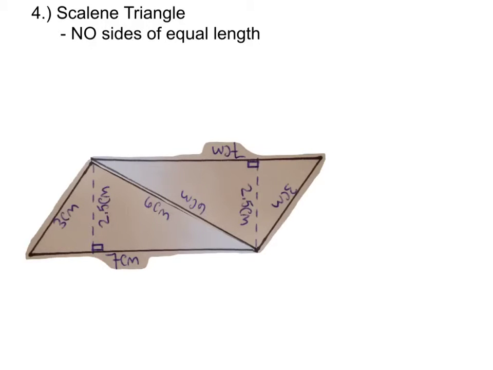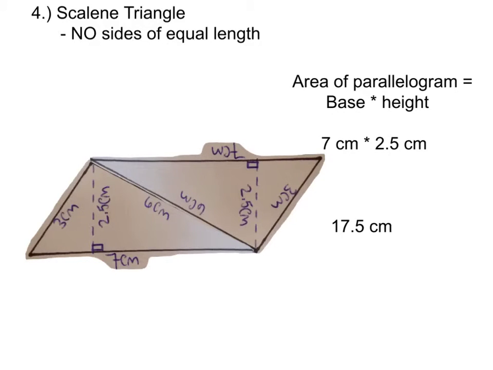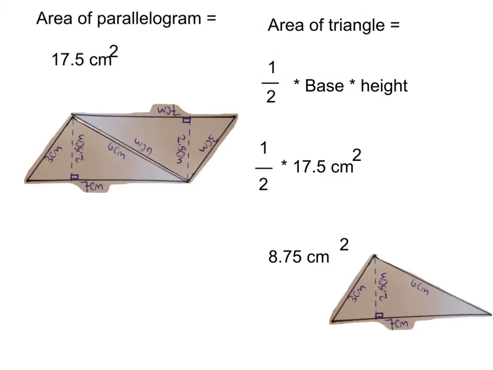Area of a parallelogram is just base times height. Our base is 7 centimeters and our height is 2.5 centimeters. 7 centimeters times 2.5 centimeters will give us 17.5 centimeters squared. So now we'll take half of 17.5 centimeters squared to find the area of our triangle. Well, 17.5 times 1/2 is just 8.75 centimeters squared, and that's the area of that triangle.